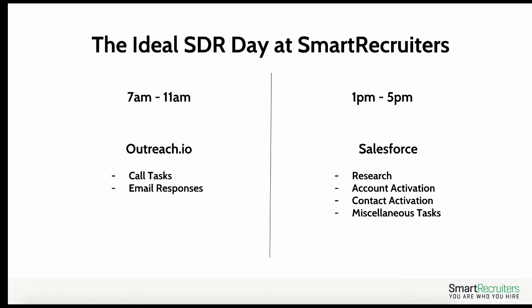A contact is activated once that person is marked as a target, just like the account, and you have logged at least 2 activities against the contact. And the reason we do 2 is pretty simple.